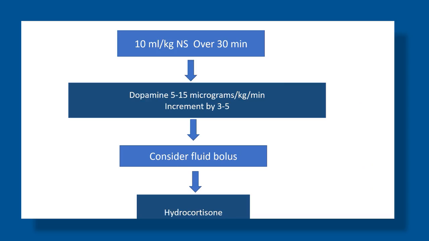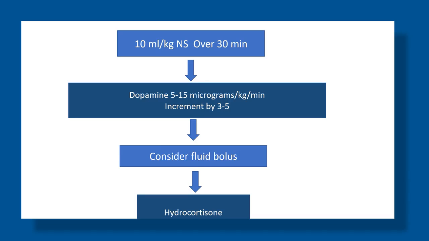Now remember, you should not quickly increase dopamine in this group of fragile babies. It should be incremented only by 3 to 5. You can't be starting off with 5 and all of a sudden go up to 20. That's not recommended because of the reasons that I have discussed before. So you slowly go up and keep on assessing the fluid status as well as the other parameters. Only if necessary, you are going to repeat the second bolus. So you have to be very careful here.